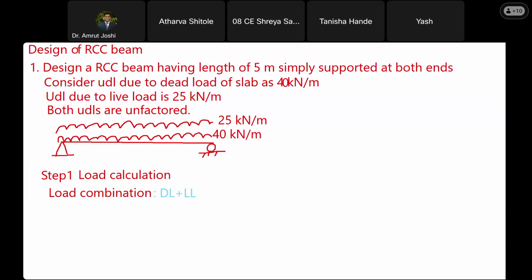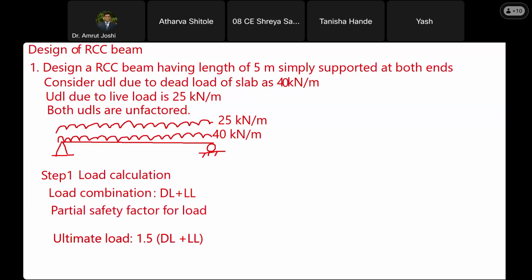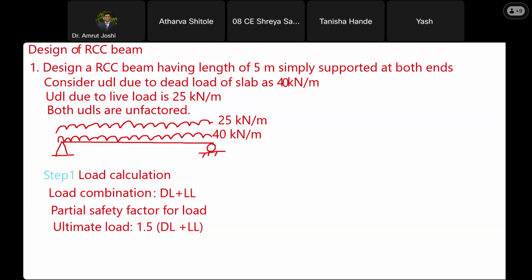And what is the partial safety factor for this combination? We are already aware that the partial safety factor for this combination is 1.5. Therefore, the ultimate load to be considered is 1.5 times dead load plus live load. Happy? Yes, sir. So this is step number one. At the end of step number one, I know how the loading diagram looks like. So the loading diagram is going to look like this.